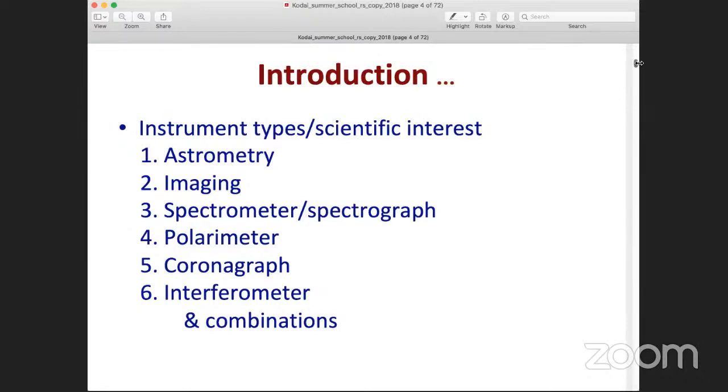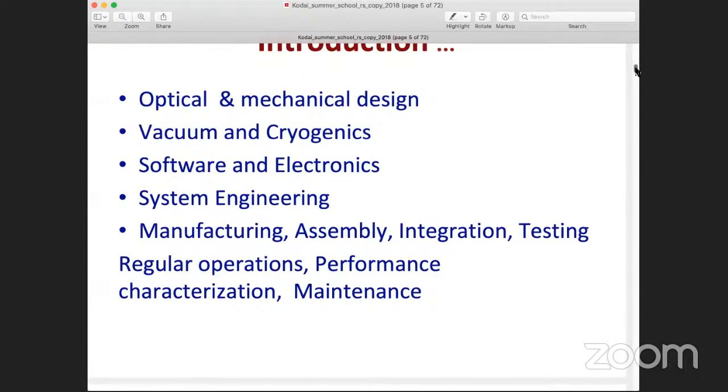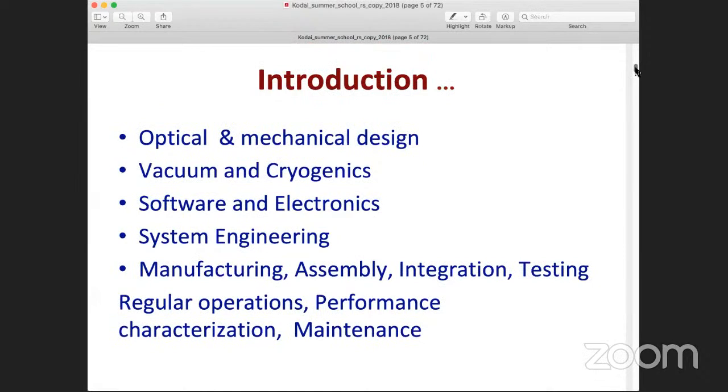Basically, astrometry, which is measuring the position of the stars in the sky, imaging, spectrometer and spectrograph, polarimeter, coronagraph, interferometer, and the combination of all these. Sometimes we may have a coronagraph on top of the interferometer, sitting on an imaging instrument. So a combination can also be used. Developing such back-end instruments is basically a part of astronomical instrumentation. So the technology involved here is huge.